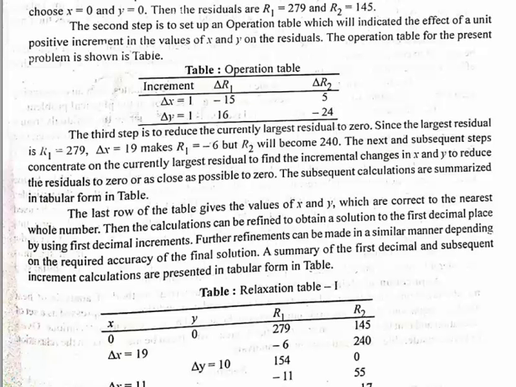Then the calculation can be redefined to obtain a solution for the first decimal place by using the first decimal increment. Further refinement can be made in a similar manner depending on the required accuracy of the final solution. A summary of the first decimal and subsequent increment calculation can be formed like this.